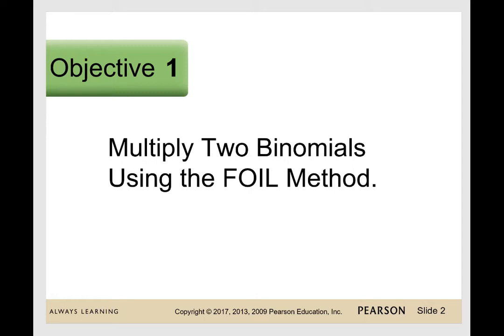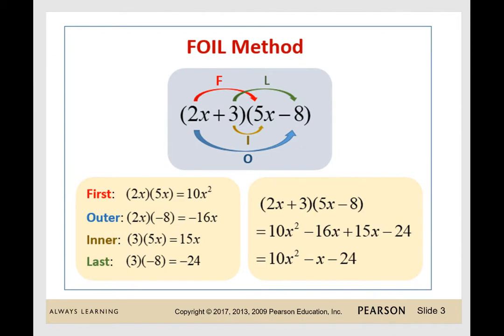The important thing to remember about the FOIL method is that it can only be used when you are multiplying a binomial times a binomial. That is it. So it's very specific for this one situation. All right, so the FOIL method, FOIL actually stands for the process that you're going to go through to find the 4 terms that you need.